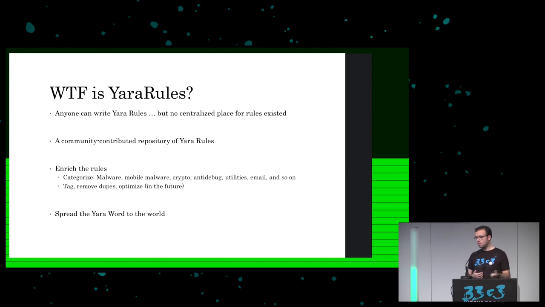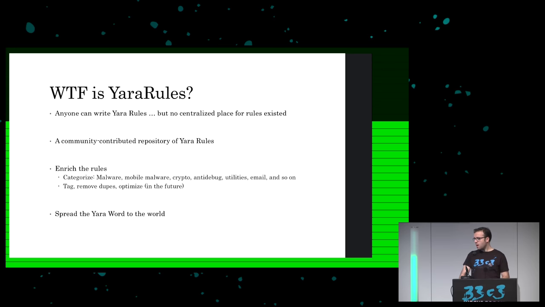So you have seen that it's more or less easy to write rules, but there was no centralized point for these rules to be kept on. So we made, on GitHub, so it's open source, it's public, you can go there, a community contributed repository of Yara rules. And in that repository, we maintain it and try to enrich the rules a little bit.